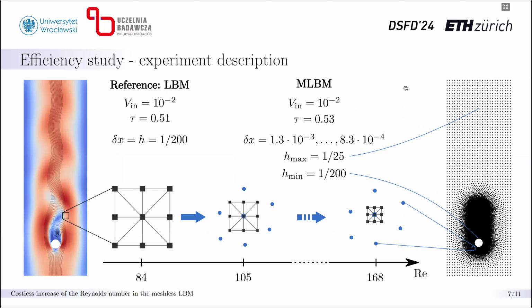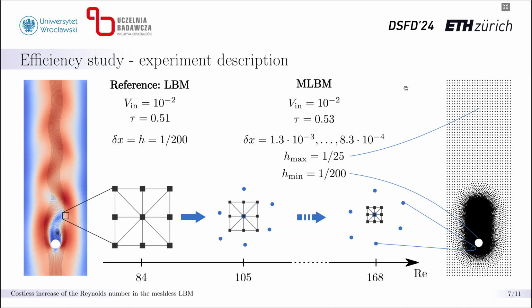Let us now go on to the efficiency study. So the benchmark test here is the Karman vortex street, and the reference solution at Reynolds number 84 is the standard LBM. To achieve higher Reynolds number, we used meshless LBM, and we did so up until twice the Reynolds number for the reference case.